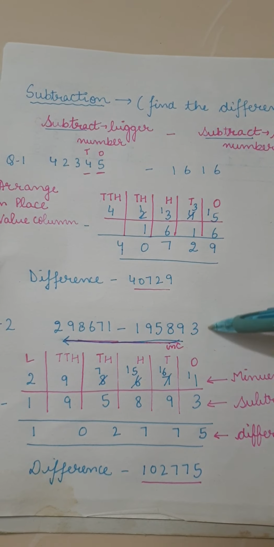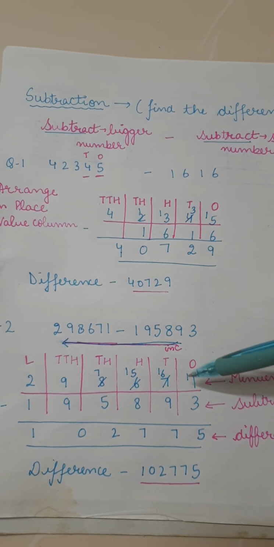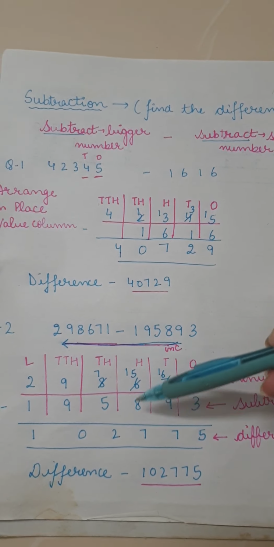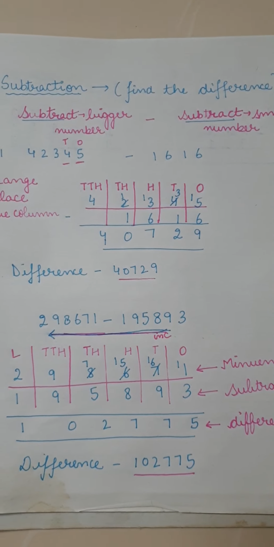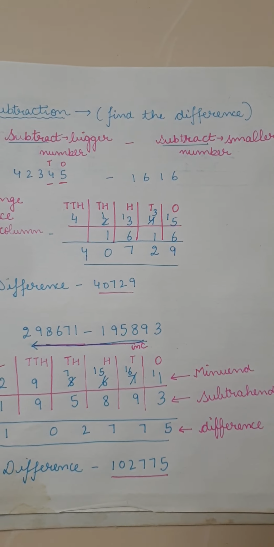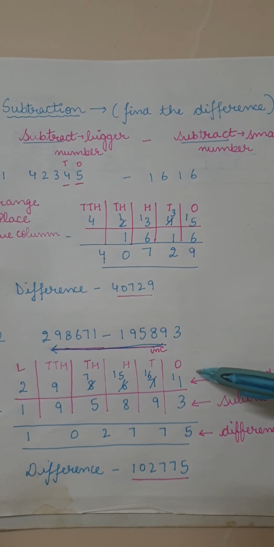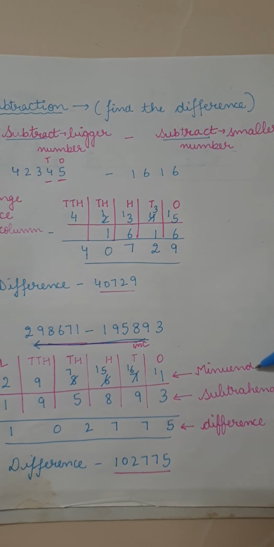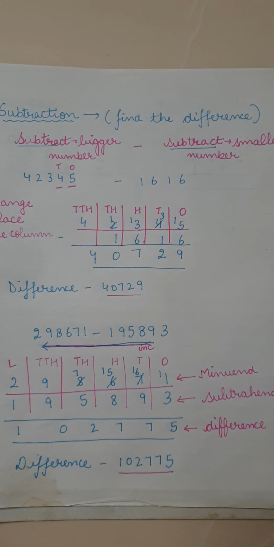Now you will take the second number and place it in a similar manner in the place value column. 3 will come in ones place, 9 will come in tens place, 8 will come in hundreds place, followed by the other numbers coming in the place value column. Now we are going to learn another concept, which is minuend, subtrahend and difference. As we all know, in subtraction, the bigger number always comes first. So, the bigger number is called the minuend. The smaller number which comes in the second row is called the subtrahend.